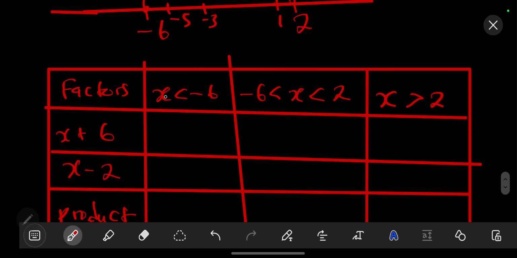Then we are going to ask ourselves, if x is less than negative 6, then x could be equal to negative 7.